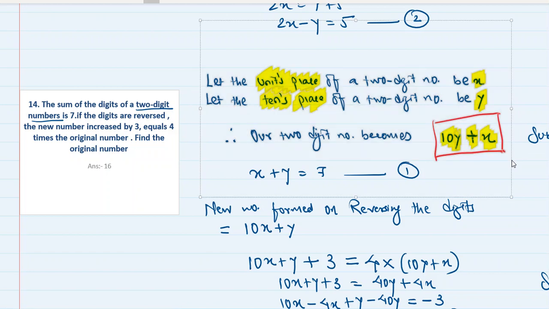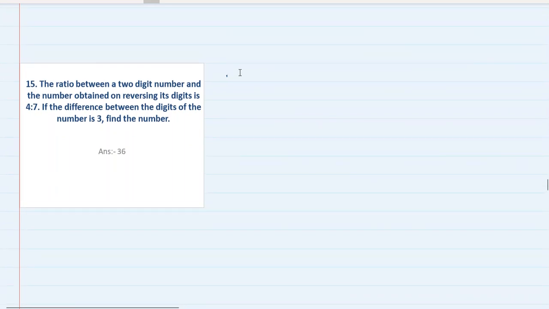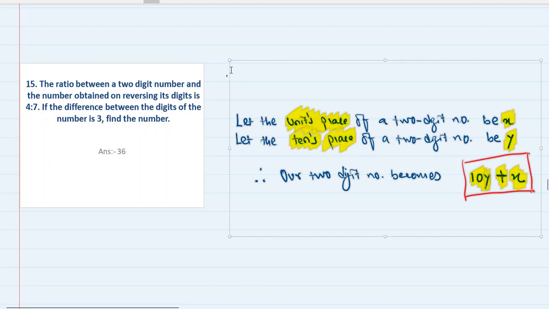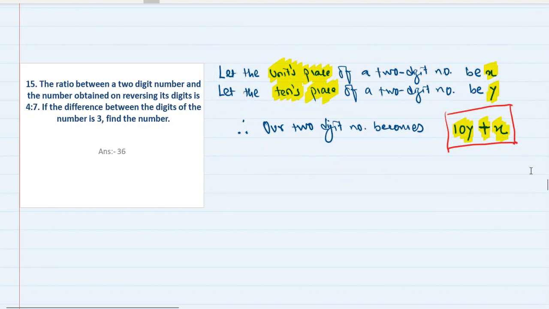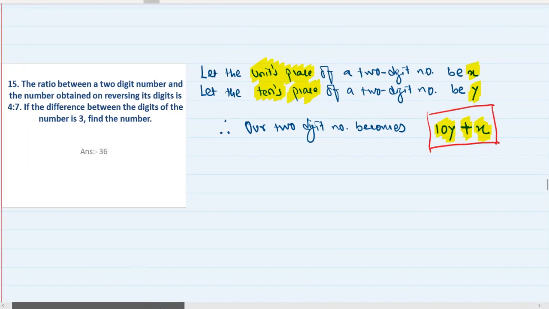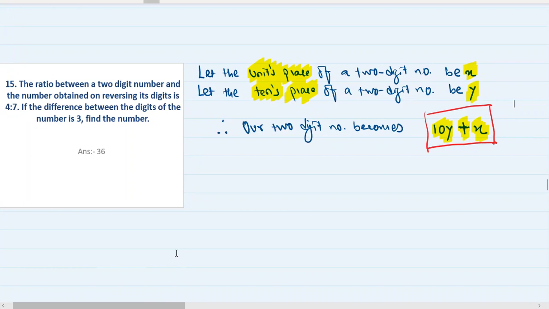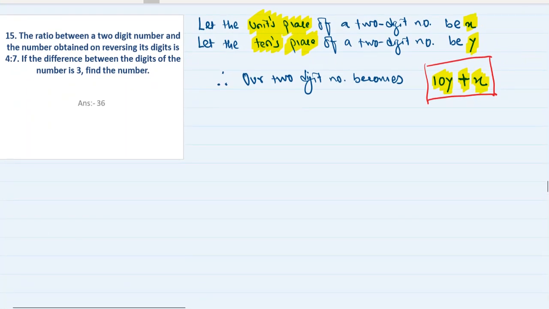I would like to copy this part and paste it over here. You must be wondering why I'm doing this, because anyhow I will start any problem involving a two-digit number with these statements only. Without these statements, I cannot solve any question based on a two-digit number. Okay, so the units place of a two-digit number is x, the tens place of a two-digit number is y. So our two-digit number becomes 10y plus x. Okay, so this is common for all two-digit number questions.